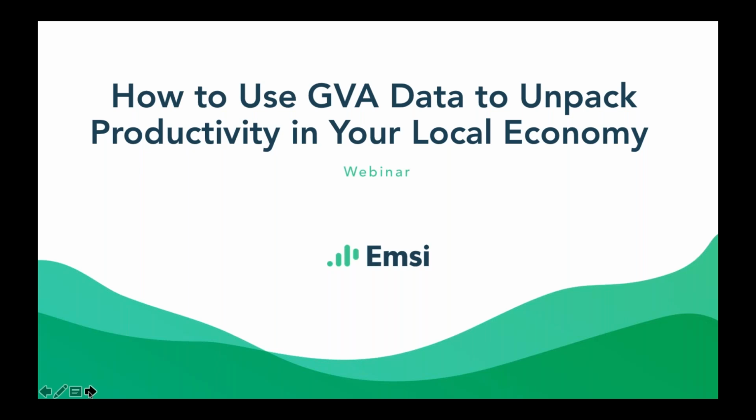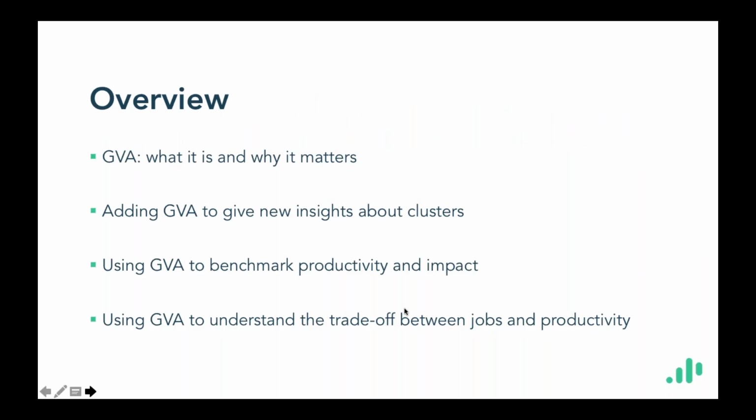First of all, I'll give you an overview of what we're going to cover today. We're going to be looking at GVA, what it is, and more importantly, how we've added GVA to our Strength Finder methodology to look at clusters, and how GVA can be looked at a local level. We'll also be looking at how GVA can be used to benchmark productivity and impact, and how it can be used to understand the trade-off between jobs and productivity to inform decision making.